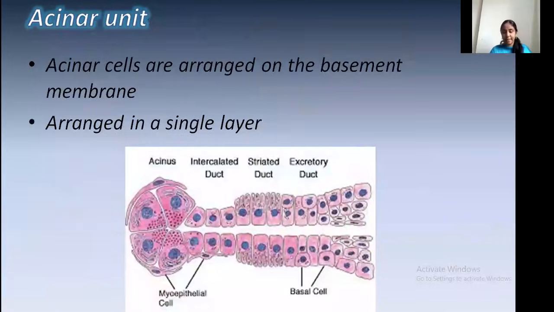You can appreciate well in this image also. Intercalated, striated, and the interlobular or the excretory ductal system. Intercalated duct is a low cuboidal ductal system. Striated are tall columnar with striations at the end, and they are responsible for making the saliva hypotonic. Then the excretory duct is large. It has goblet cells and cilia. And these excretory ducts are pseudostratified columnar epithelium.